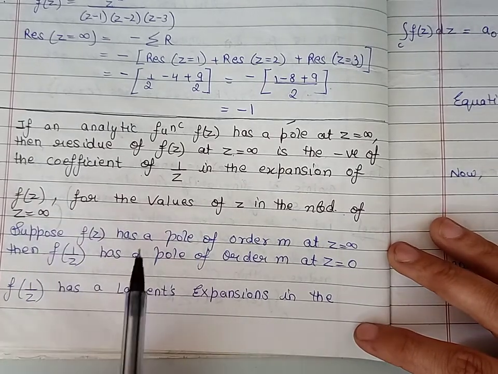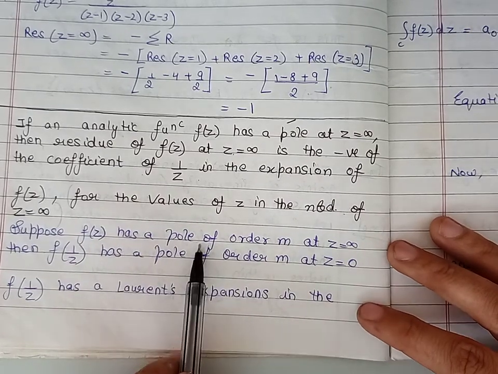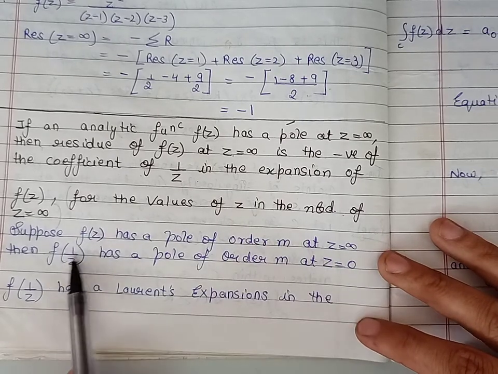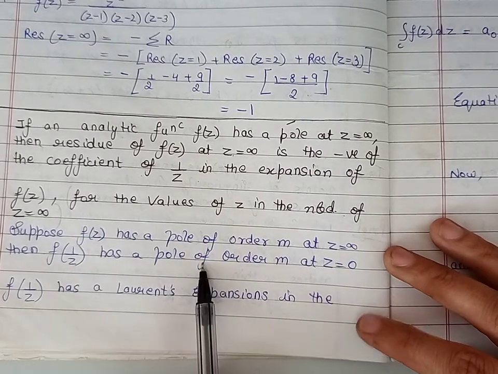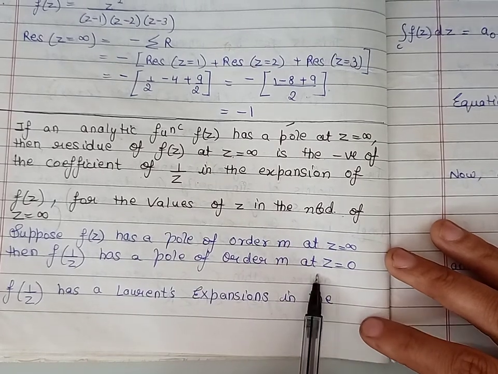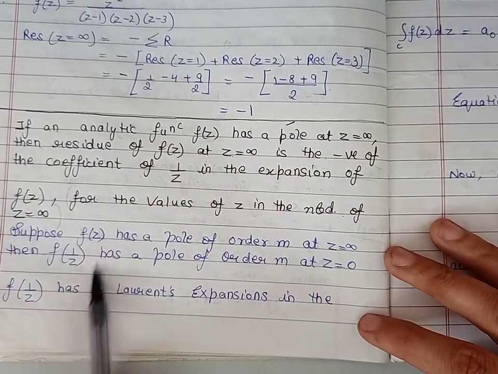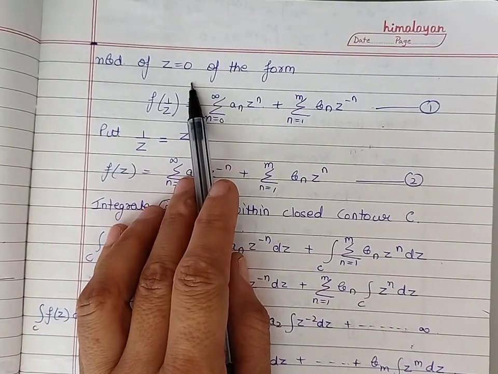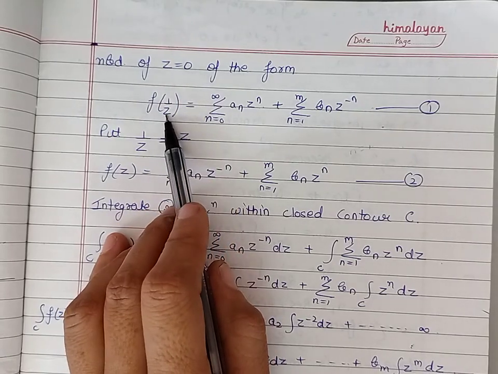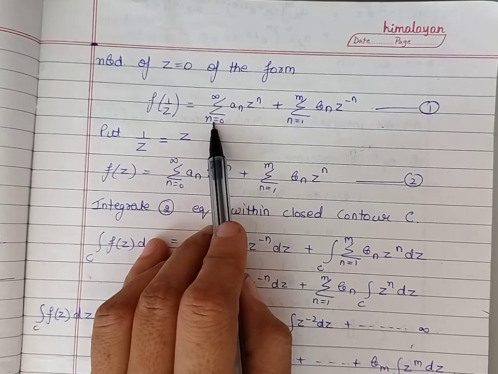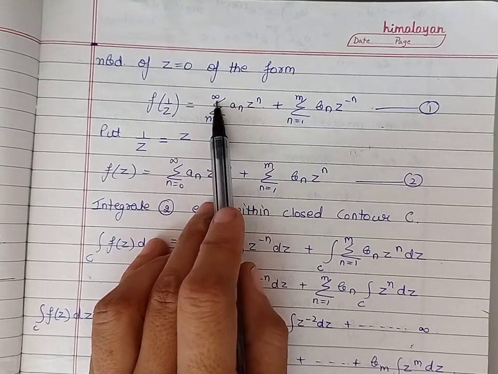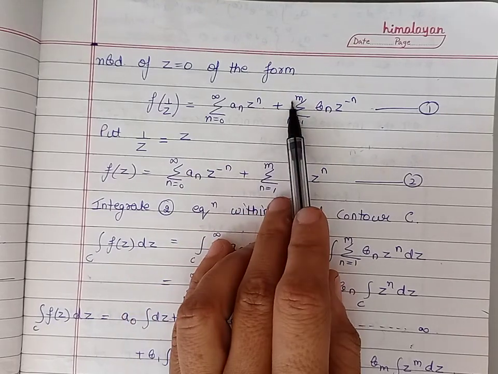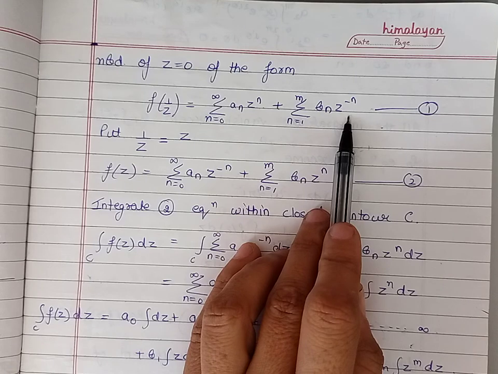Now, because we are given that function f has a pole of order m at z is equal to infinity, by definition, f of 1 by z will have a pole of order m at z is equal to 0. So we can write the Laurent expansion of this function in the neighborhood of the point z is equal to 0. Its Laurent expansion is given by f of 1 by z is equal to the summation n varies from 0 to infinity of an z to the power n plus the summation n varies from 1 to m of bn z to the power minus n.